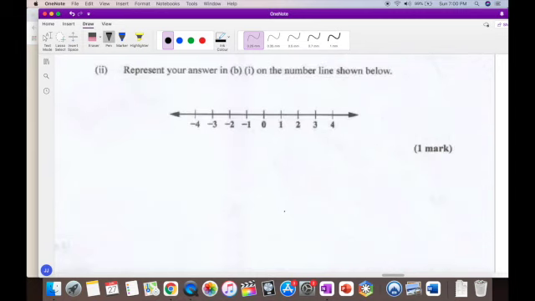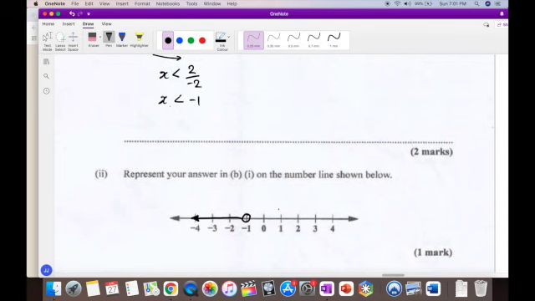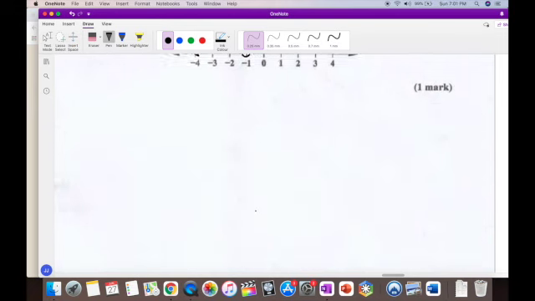And now we have to represent the answer. Well, for x to be less than negative 1, we draw a clear circle around negative 1 and an arrow in this direction here. And that will represent x is less than negative 1. Remember, if it was less than or equal to, then we would have to put a shaded circle.